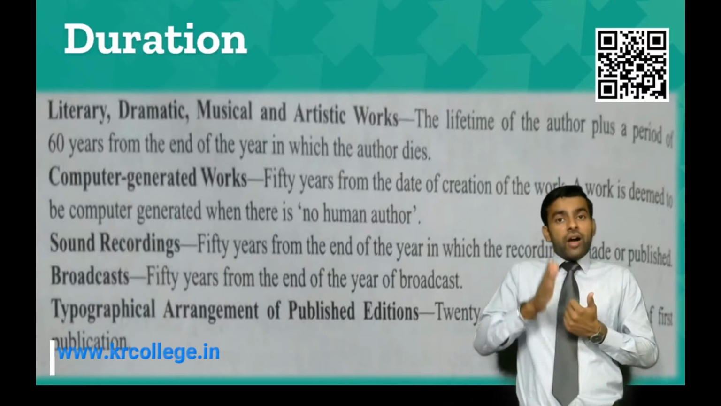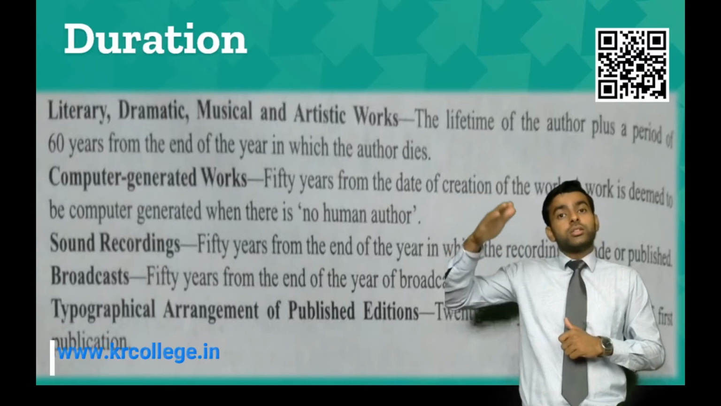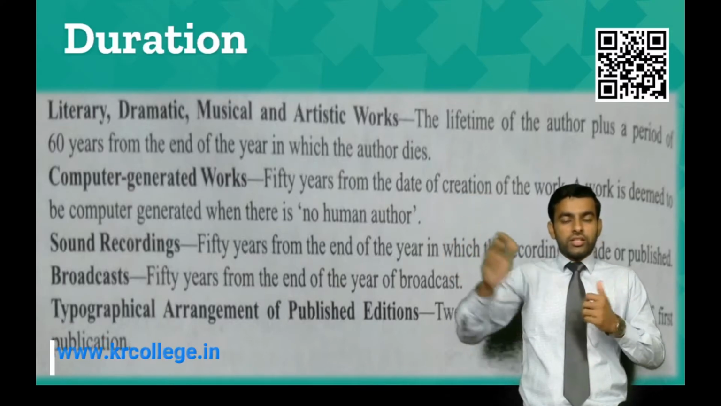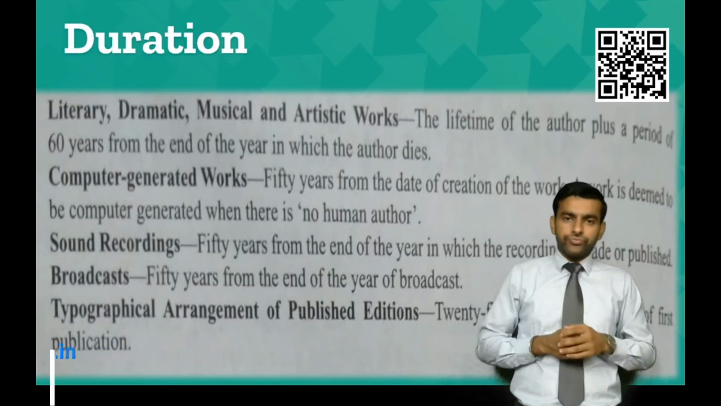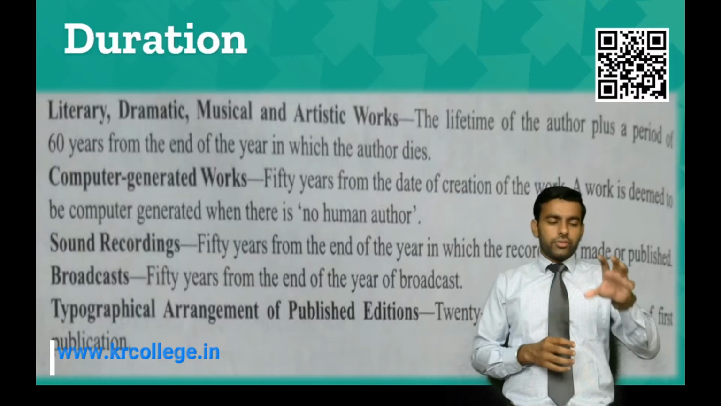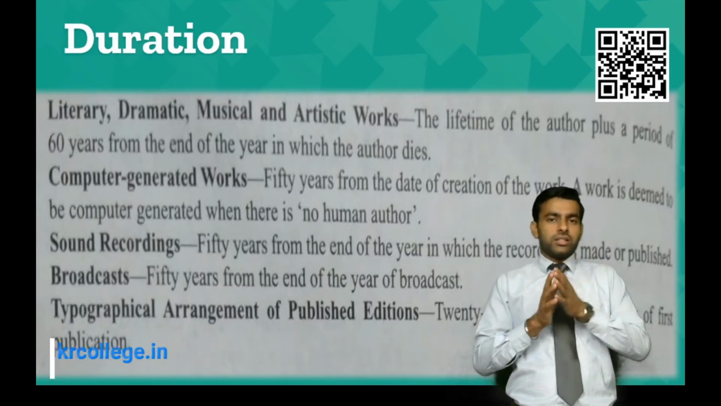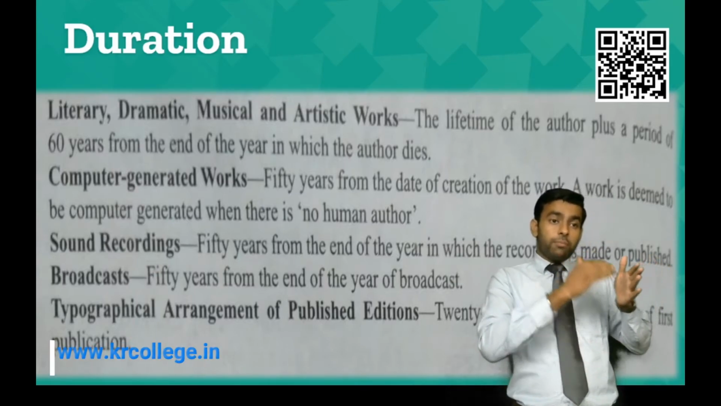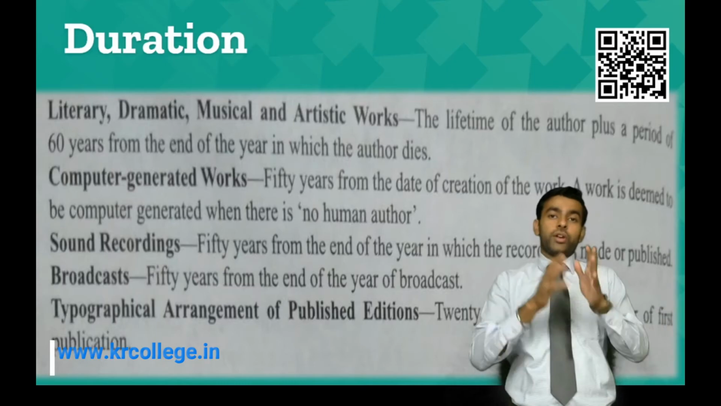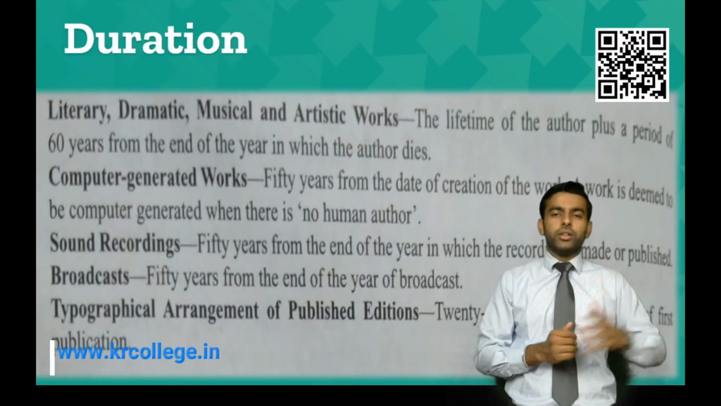And even after my death, 60 years more. Let's suppose Mr. X had written a book, and he is a best-selling author. He wrote the book in 2020. It got published in 2020. But he died in 2016. So he lived 40 years, and after that the copyright will remain for 60 more years, not with that person but with the one who will represent him legally.